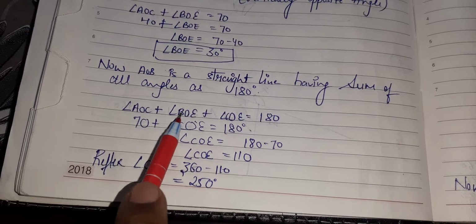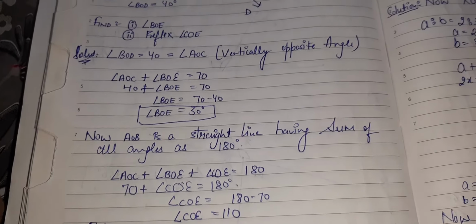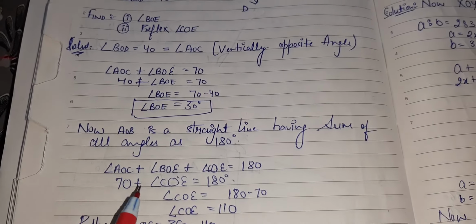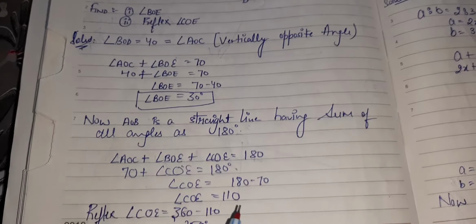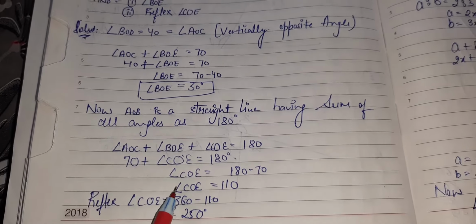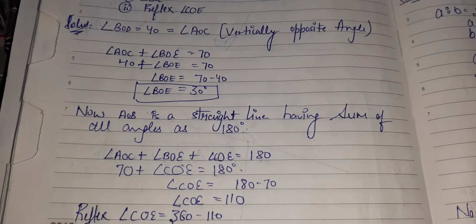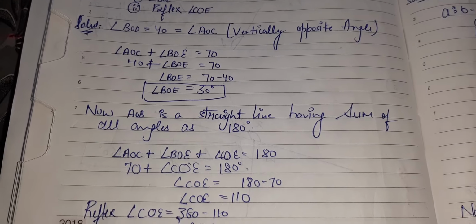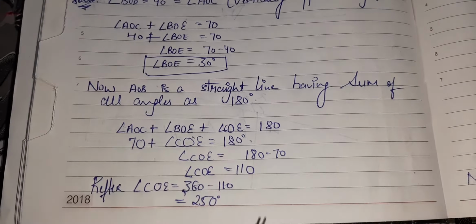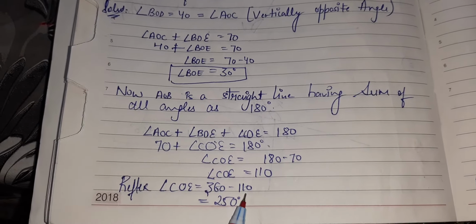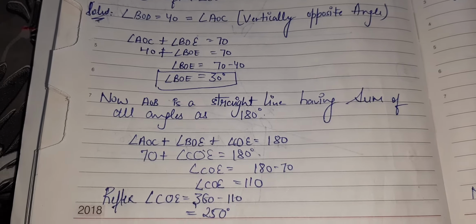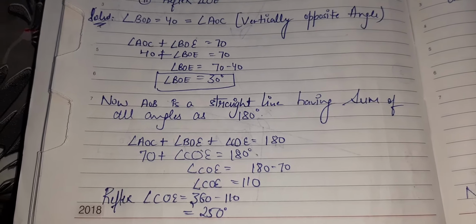But AOC plus BOE is 70, given in the question. Put it here, bring it here. COE is 110. They have asked reflex COE. Remember in life, if you want to find the reflex of any angle, just subtract it from 360. Subtract it from 360. This is reflex COE. Okay.